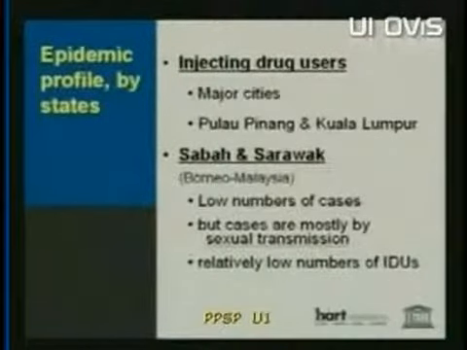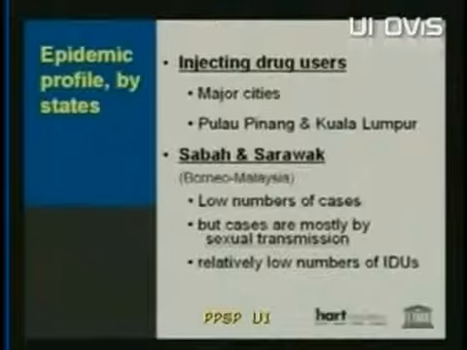In terms of regional distribution, with the initial epidemic being among IDUs, the major cities where injecting drug users are more common are the cities where HIV prevalence is highly dominant. This includes Kuala Lumpur, the capital city, as well as Johor and Pulau Pinang. But the two states, Sabah and Sarawak, in the eastern side of Malaysia, in Borneo, show the lowest number of cases overall. Their epidemiology is quite different from peninsular Malaysia, where the number of IDUs reported is extremely low, and most cases are actually through sexual transmission.